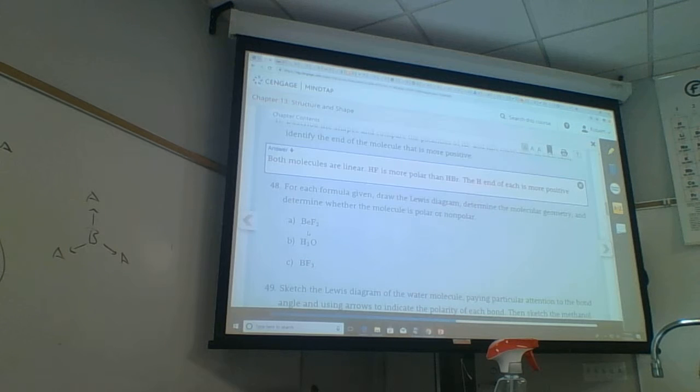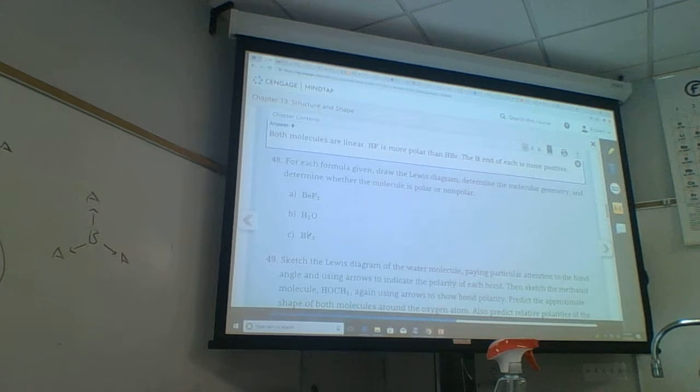For each formula below, draw the Lewis diagram and determine the polarity. Something like BeF2. BeF2 is what? I'm not going to draw the little pairs here just to save time. BeF2 is linear, therefore it's going to be nonpolar.